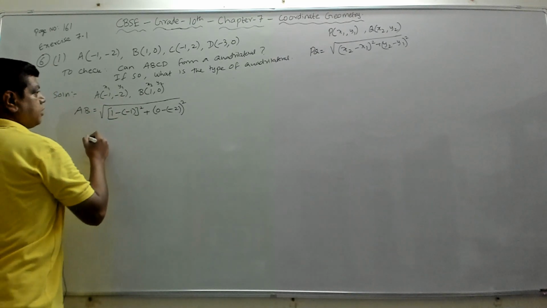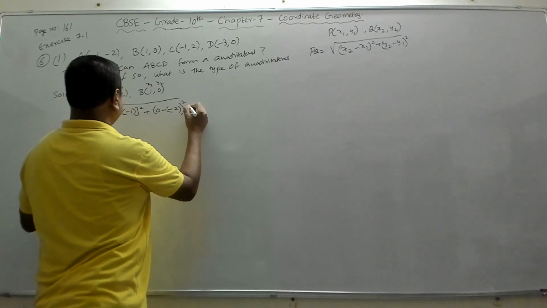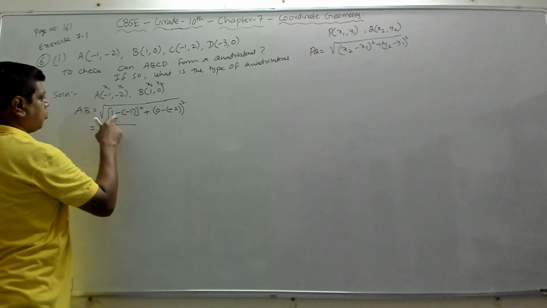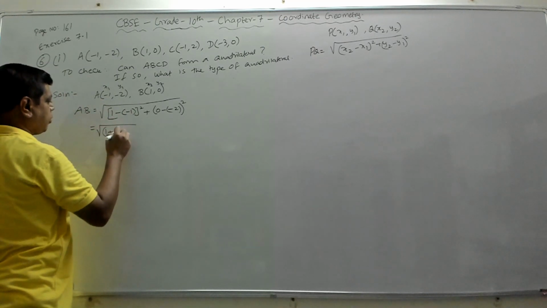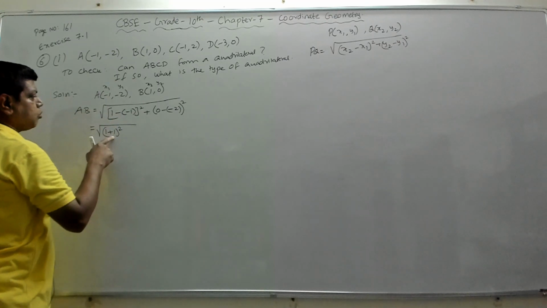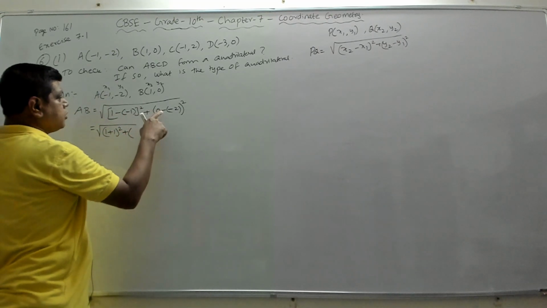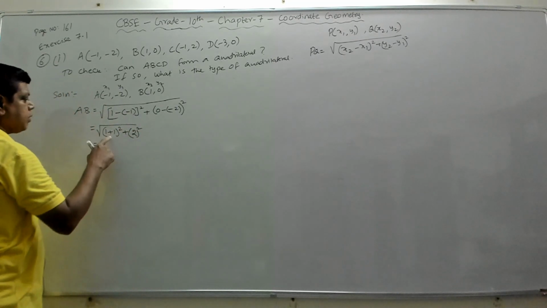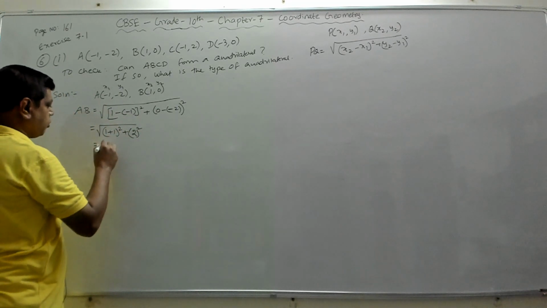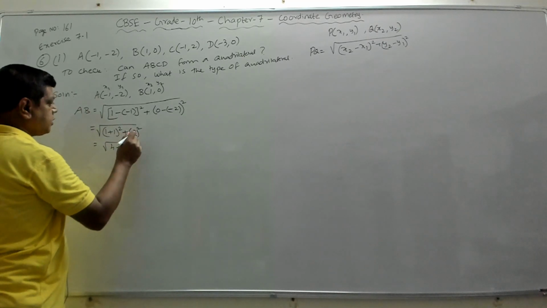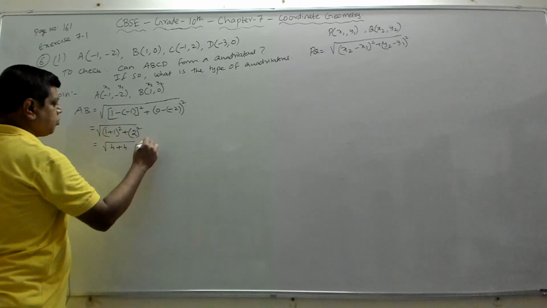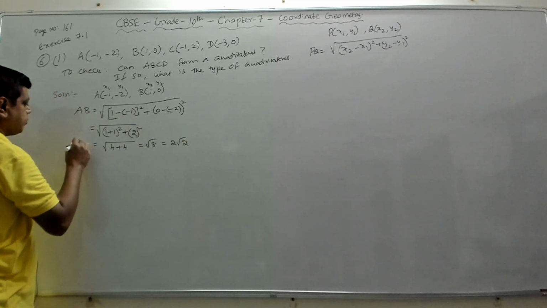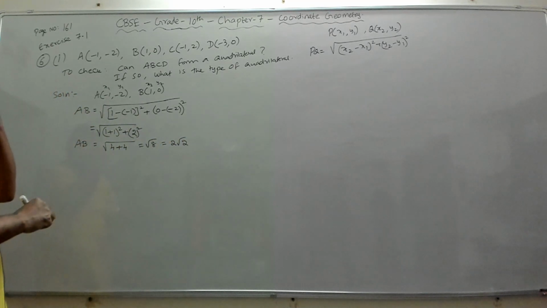So that is equal to the square root of (1 plus 1) the whole square, minus into minus is plus, so (0 plus 2) square. 1 plus 1 is 2, 2 square is 4. So this becomes 4 plus 4, which is also 2 square, 4. 4 plus 4 is root 8. Root 8 can be written as 2 root 2. That is your AB.